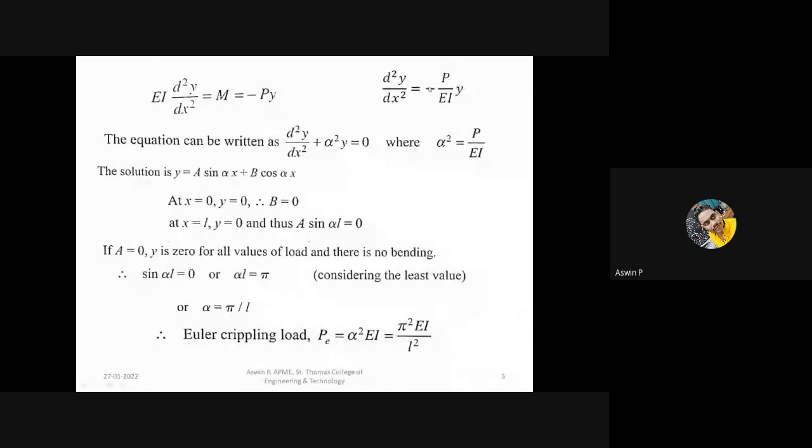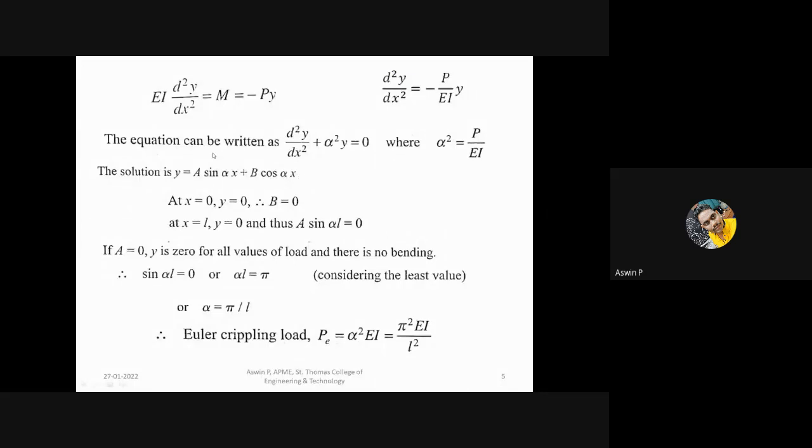And if we substitute P divided by EI as alpha square, we will get d square y by dx square is equal to minus alpha square y. And taking this term to the left hand side, the equation will become d square y by dx square plus alpha square y equal to 0. So when solving this differential equation, we will get a solution as a into sine alpha x plus b into cos alpha x. This is an important equation.